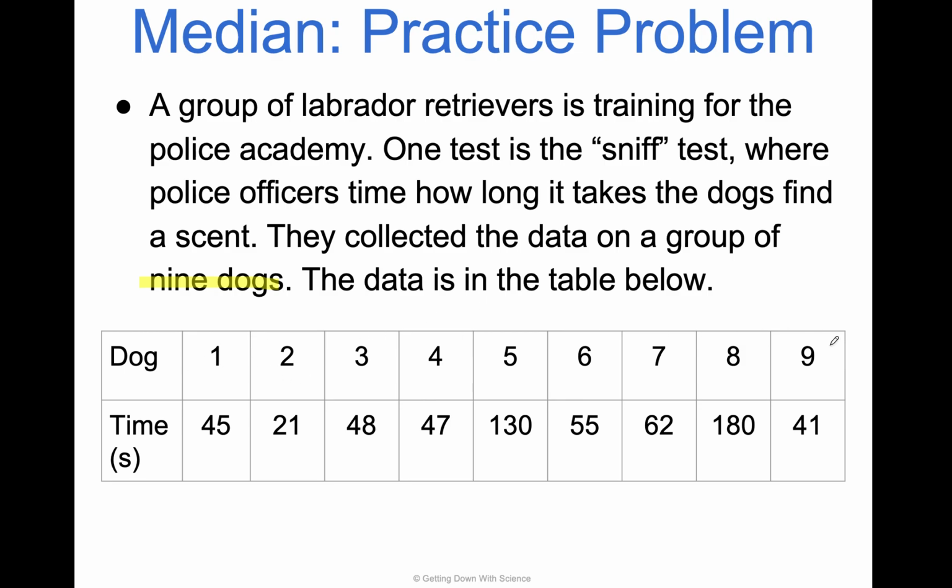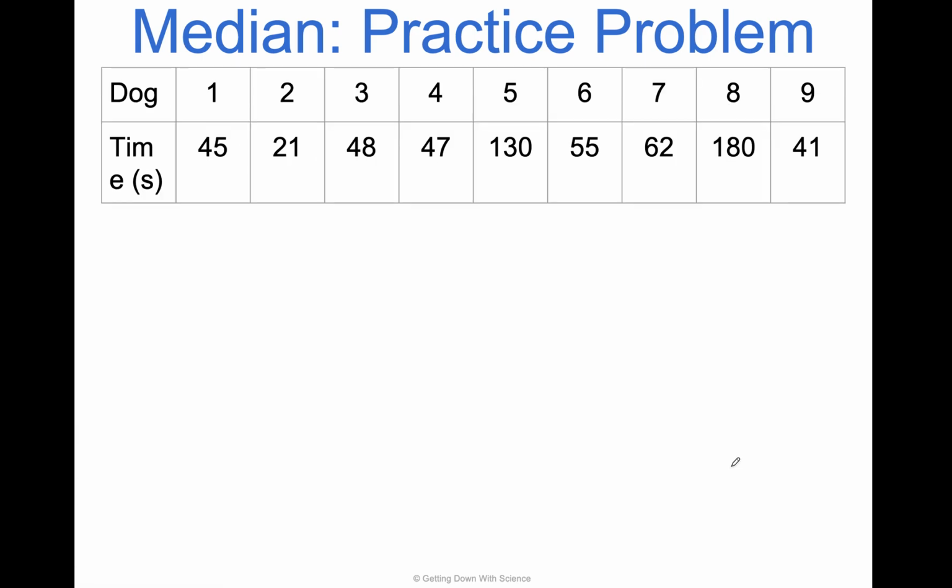So here we go. You can see the 9 dogs. You can see the time in seconds. And you can also see we have some outliers here. So there's 21 versus 180, right? So that's a huge range. So what would the median be?